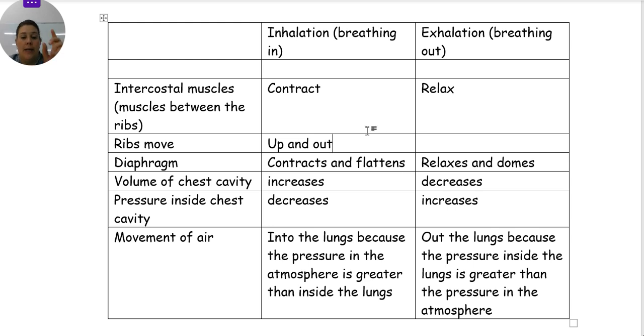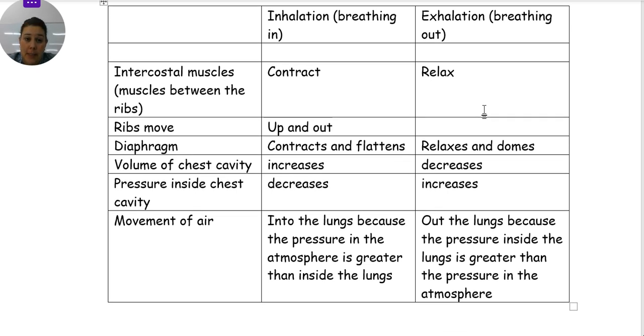So your intercostal muscles contract, your ribs move up and out, your diaphragm flattens. Now you've got increased volume, which means you have decreased pressure. So air moves from outside, inside. Air always goes from where there's high pressure to where there's low pressure. So you've just lowered the pressure in your chest cavity, and now the air is going to move from outside to inside. That's breathing in. We want the air to come in.